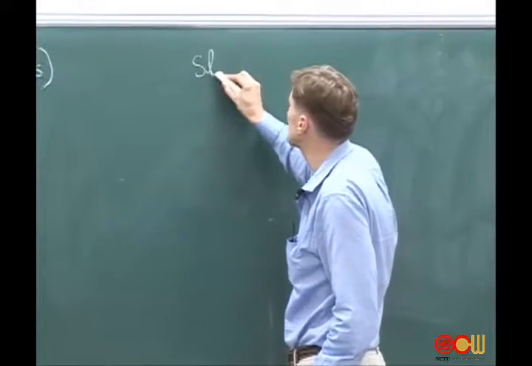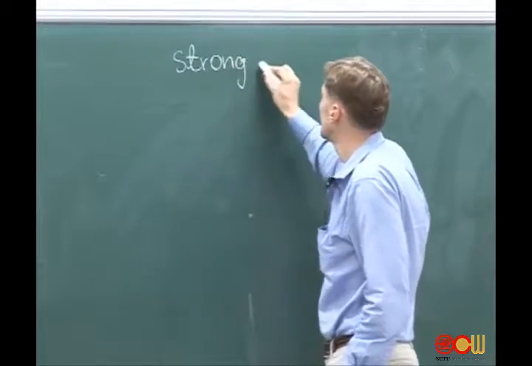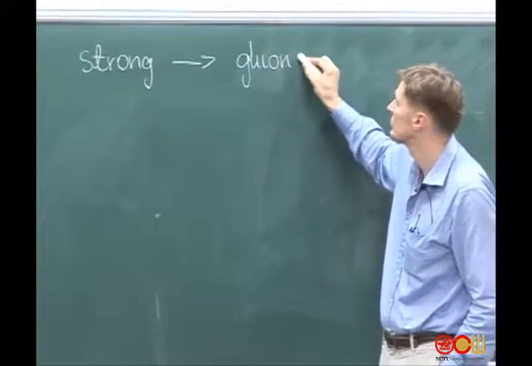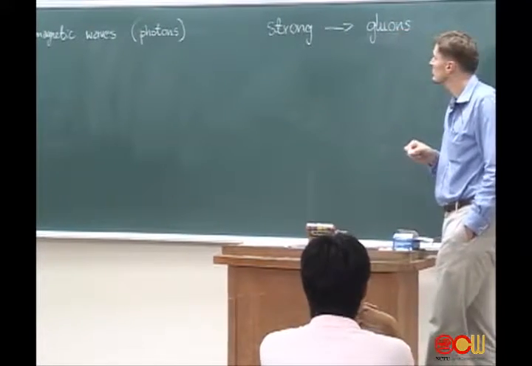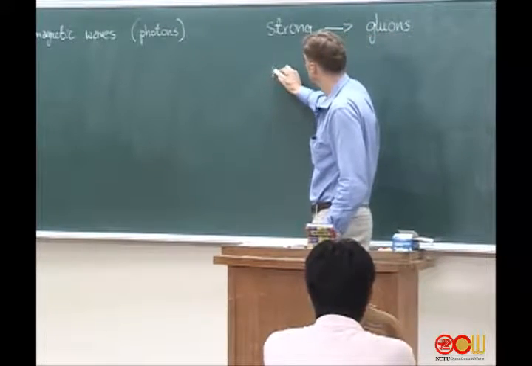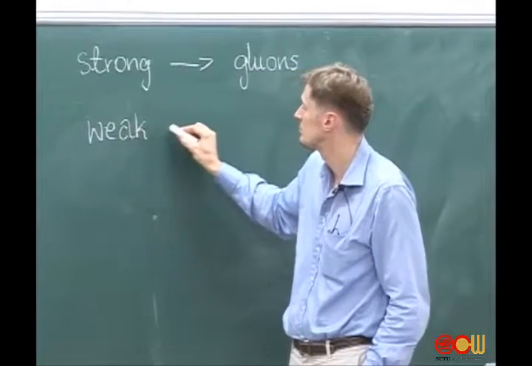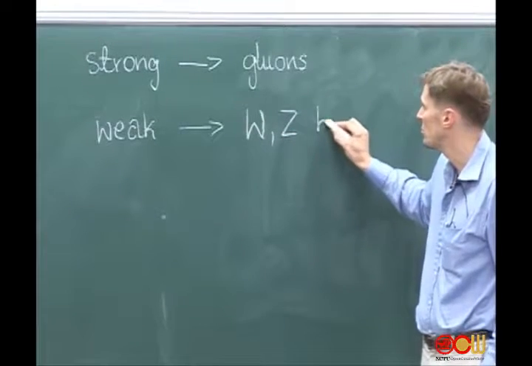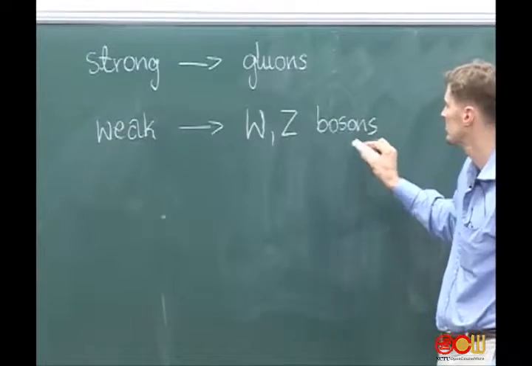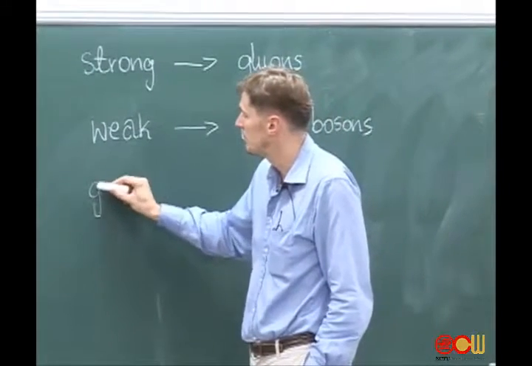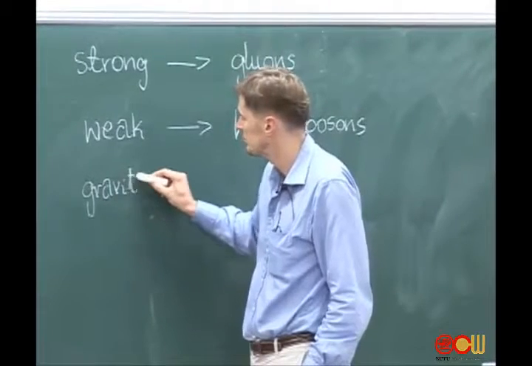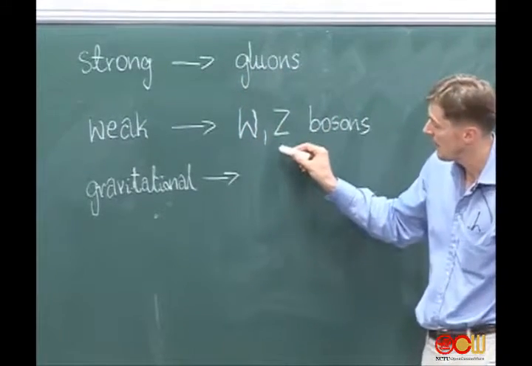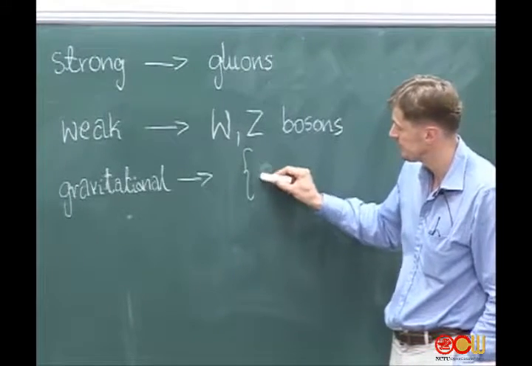For the strong interactions, these particles are called gluons. For the weak interactions, these particles are called W and Z bosons. And for the gravitational one, which I put in parentheses, it's called graviton.